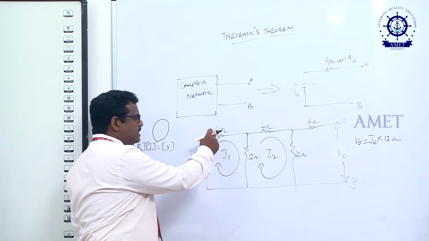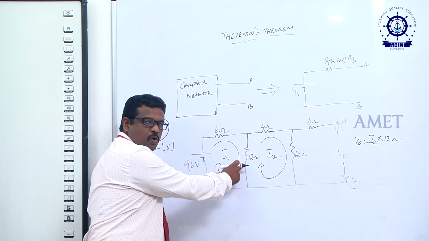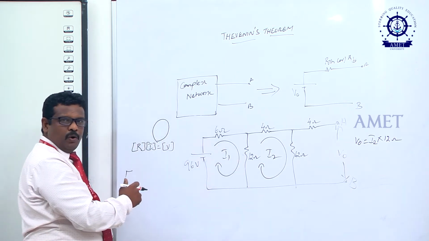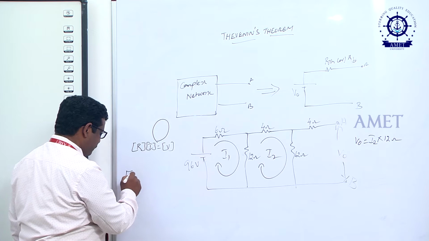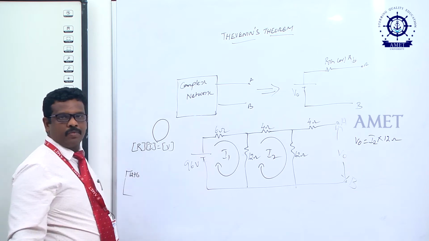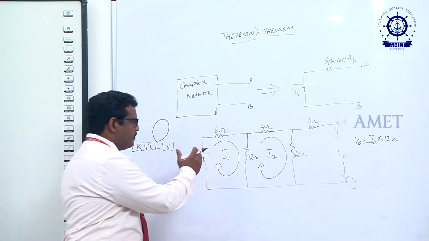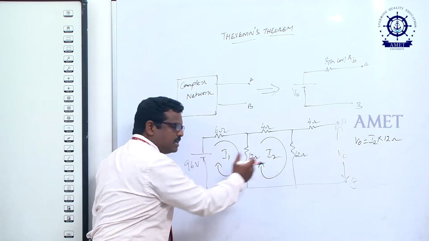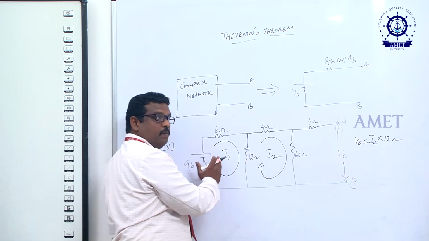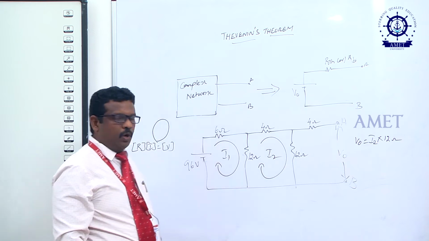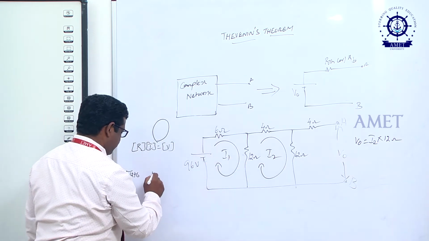Sum means the 6 ohm resistance plus the 12 ohm resistance, how much? 12 plus 6, 18, right. Okay. What is the common resistance of the first loop and the second loop? The 12 ohm resistance.